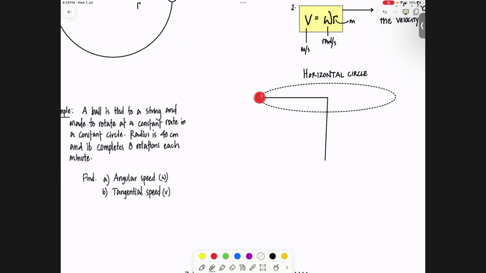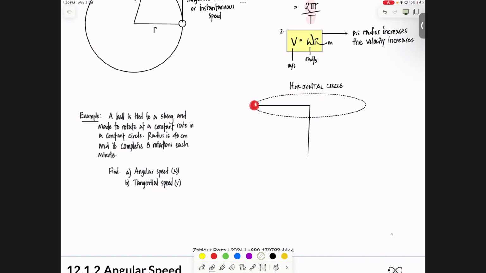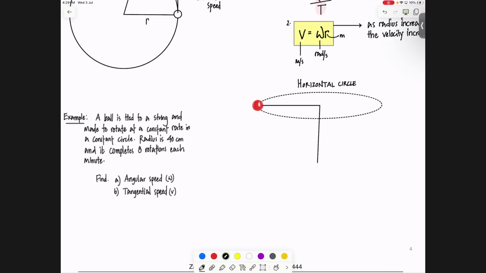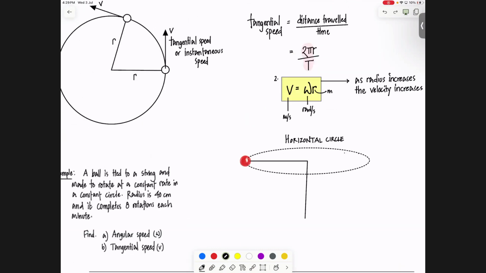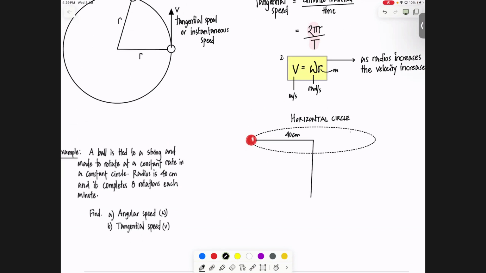So yeah, a ball is taken and spun in a circle like that, at a constant rate. Radius is 40 centimeter. That means this rope, from the point of rotation, not the full rope, from the point of rotation is 40 centimeter here, and it does 8 complete rotations every minute. So it's rotating, and it completes 8 rotations every minute.